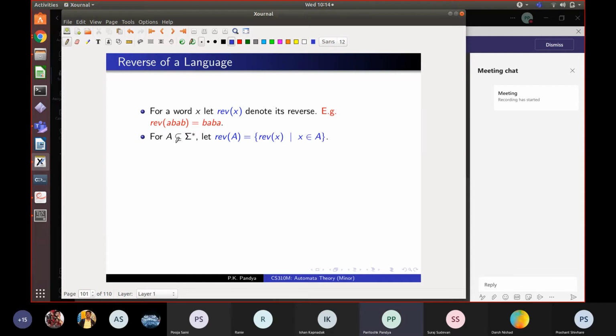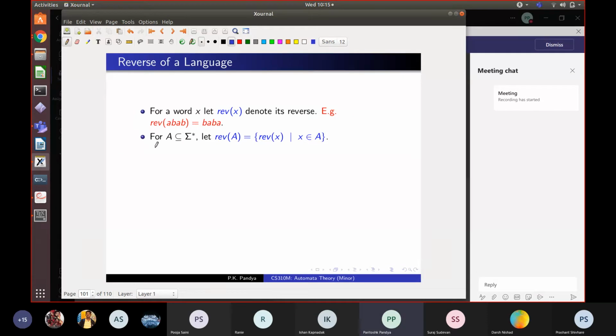And now we can apply this to a language. Given an arbitrary collection of words over sigma star, the reverse of that language is: we take every word in the language A and reverse it. So we get a kind of reverse of the language. That is the reverse of every word in the language. We get a new language, and that is called reverse of A. So is reverse of A clear to you?